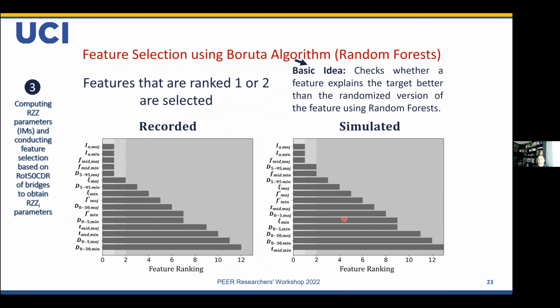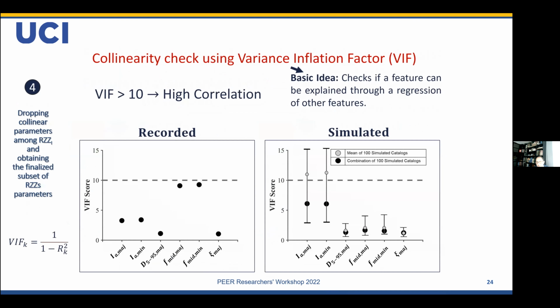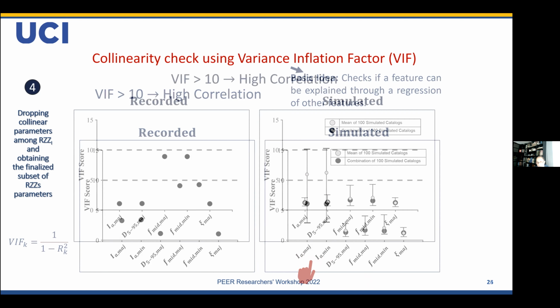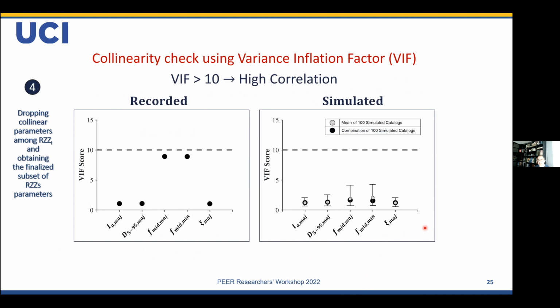We used the random forest method with the Boruta algorithm to rank these RZZs for the major and minor components. Anyone that gets a rank of 1 or 2 comes in. Then we do a variance inflation factor analysis to find out if there is any collinearity between these parameters. And there is definitely collinearity between Arias intensity in the major and minor direction of the ground motion. Removing that, we have the set of RZZ parameters.